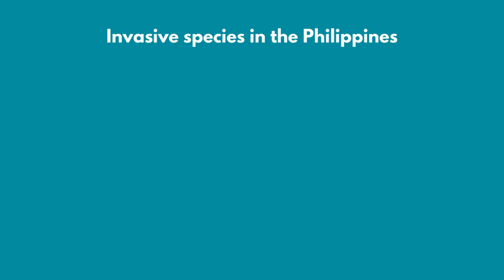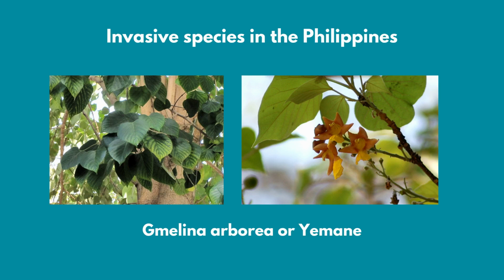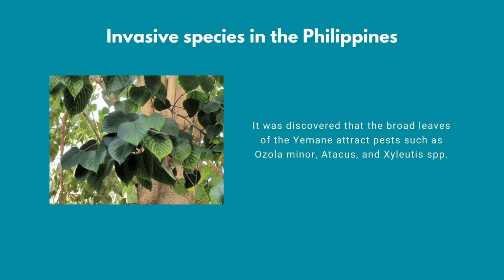One example of invasive species in the Philippines is the Gmelina arborea, or locally known as yamane. It has become prominent because of its many uses, such as a raw material for paper making and pulp, as fuel wood and plywood. Despite its many uses, it was discovered that the broad leaves of the yamane attract pests such as Ozola minor, Atticus, and Psilodes.